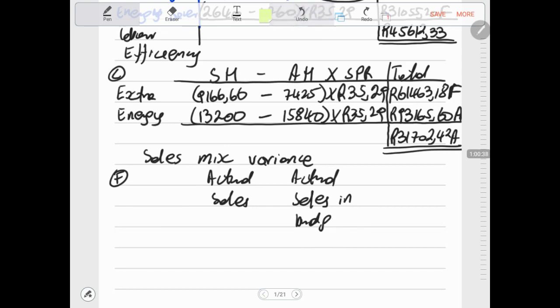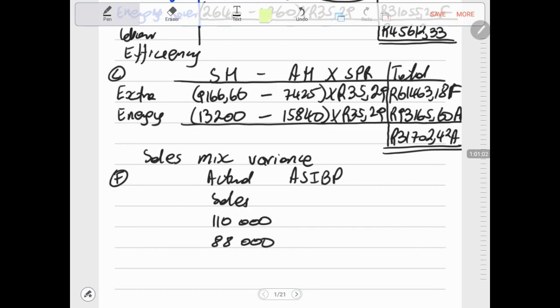Now, what do they mean by actual sales in budgeted proportion? I'll just write an abbreviation for space purposes. But please do write everything. Let us start with the actual sales, which are 110,000 and 88,000. These are the actual sales that we have. We minus the actual sales according to the budgeted proportion. Now remember, we still have two products, which are energy saver extra bright first and energy saver.